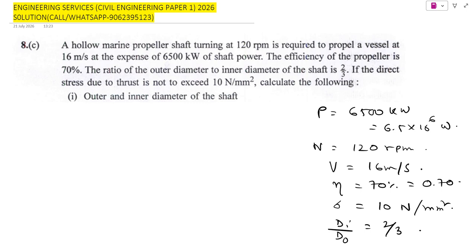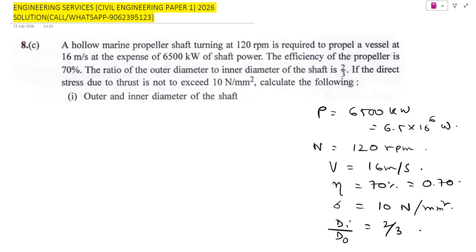Now, many candidates immediately start using the shaft power to calculate the stress. But that is incorrect. Direct stress comes from thrust, not only the power. Power is first converted into thrust and only then the stress is calculated. So always remember this sequence: power, thrust, area, diameter.